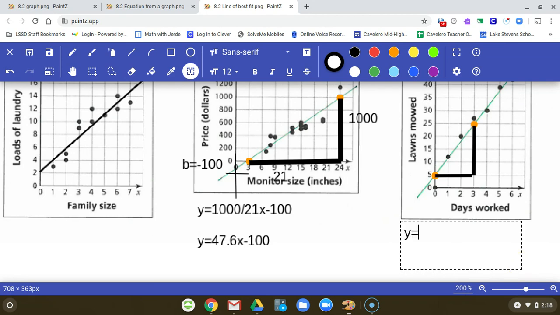That'd be y equals 20 divided by 3x plus 5. Have a great day.